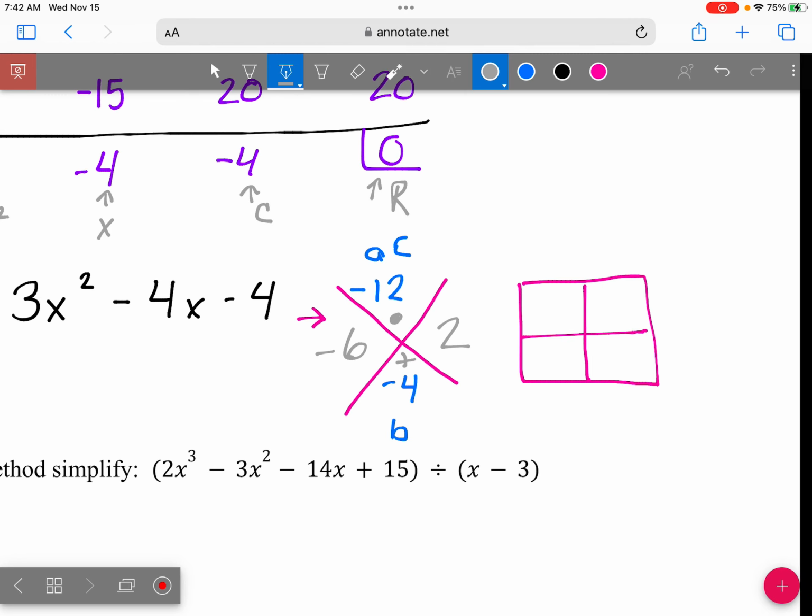From here, we're going to fill in this box. 3x squared from the equation. The minus 4 from the equation. And then these numbers tell us how this variable is split. So it's minus 6x and plus 2x.